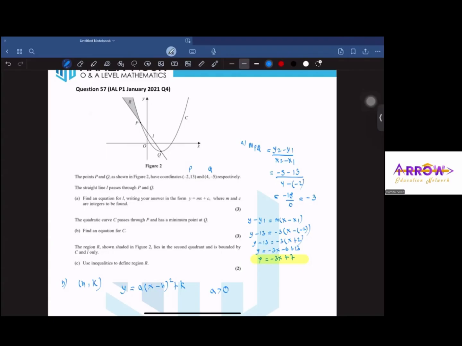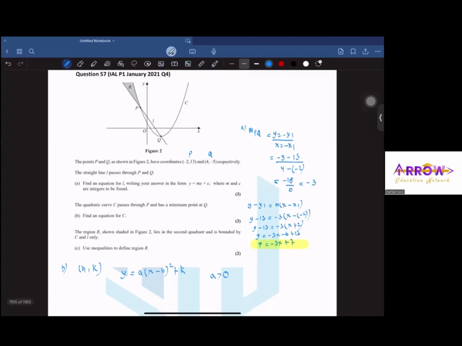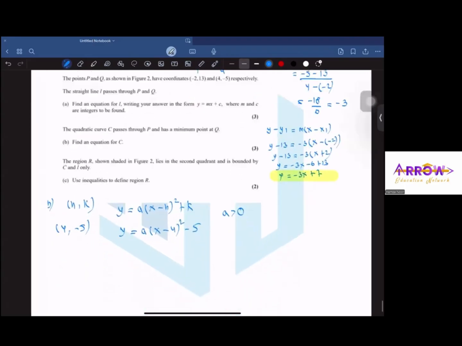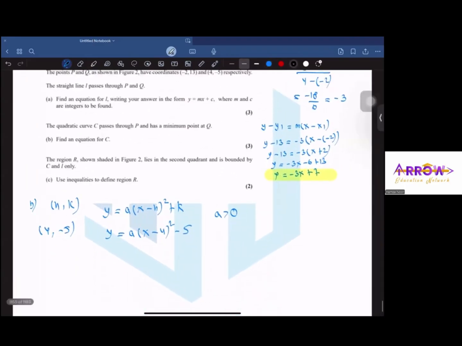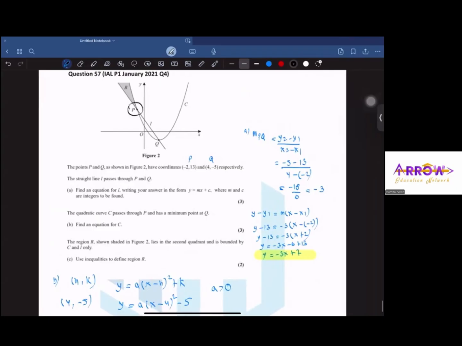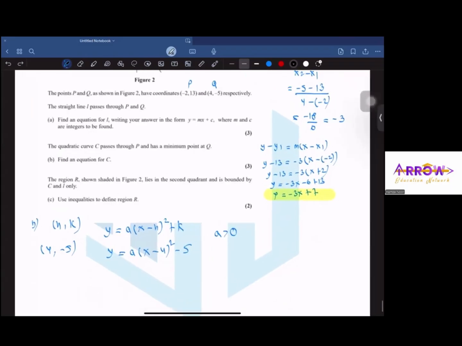Since I know the turning point of the quadratic graph, which is point Q, this is 4 comma minus 5. So I can say that y equals a times (x minus 4) whole squared minus 5. But right now we don't know the value of a. For that purpose, we can use point P to find the value of a, because point P is also lying on the quadratic curve. Point P is minus 2 comma 13.